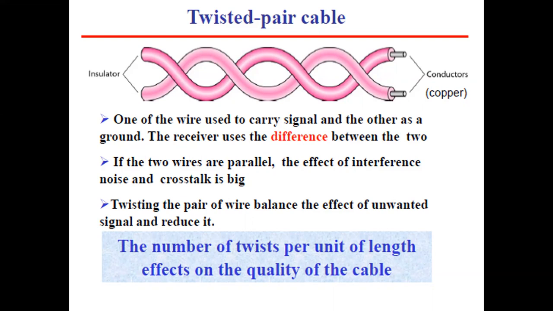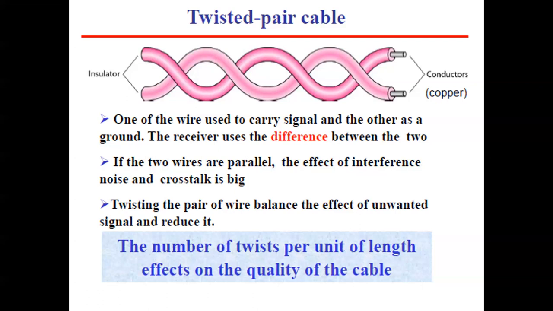So again, there is a limitation that twisted pair cabling can only carry data up to 100 meters. If you do more twisting, then the length of the cable will increase, and then the coverage will be less. So there is a moderate amount of twisting done.